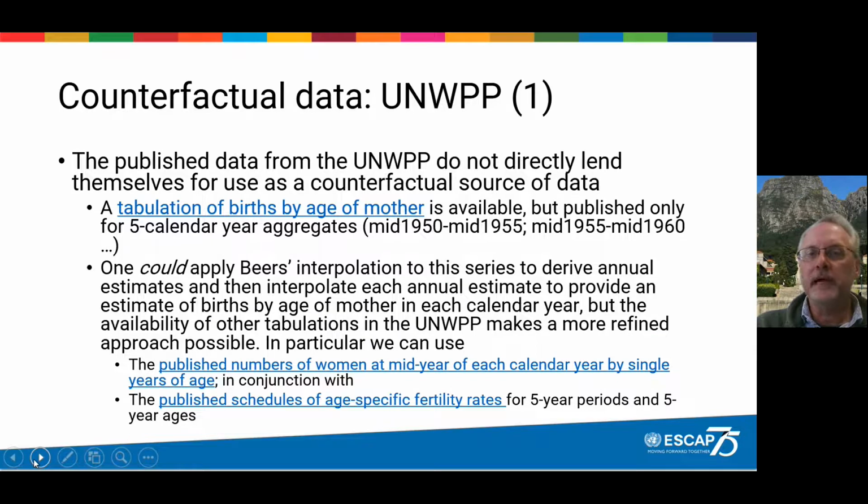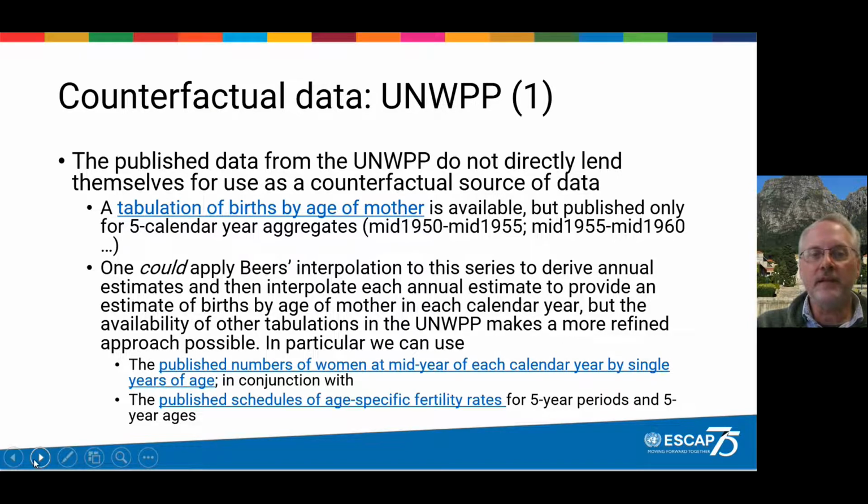The published data from the UNWPP do not directly lend themselves for use as a counterfactual source of data. Yes, there is available a tabulation of births by age of mother, as per the hyperlink on this screen, but those data are published only for 5-year calendar year aggregates from mid-1950 to mid-1955, mid-1955 to mid-1960, and so on. You might think one could apply Beers interpolation to this series to derive annual estimates of mother's age at giving birth for single calendar years, and then to interpolate each annual estimate to provide an estimate of births by age of mother in each calendar year.